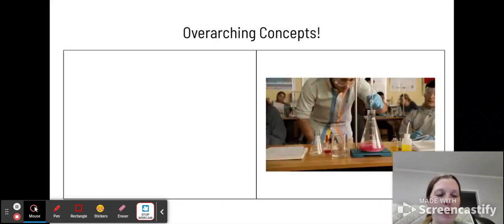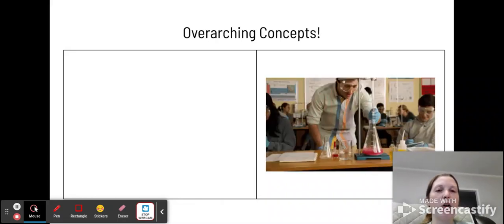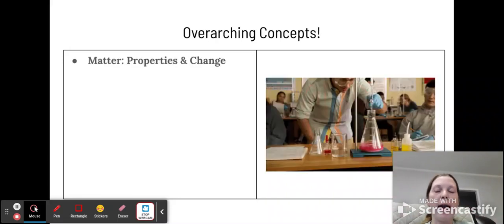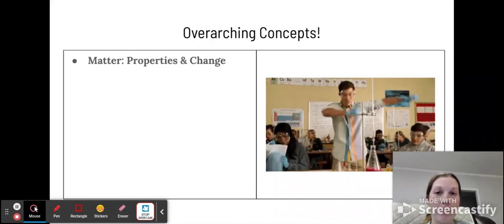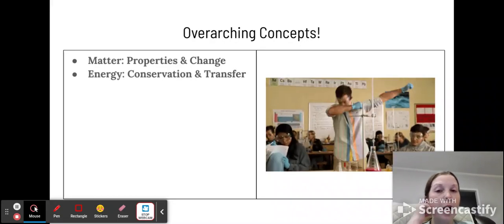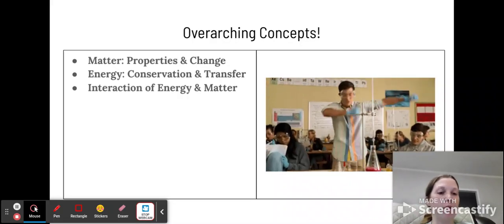There are certain topics that we're going to cover that are overarching, that multiple topics will fit under. And those three, the first one is matter. So we'll look at properties and changes of matter. We'll look at the conservation and transfer of energy, and then we'll look at the interaction between both of those things.